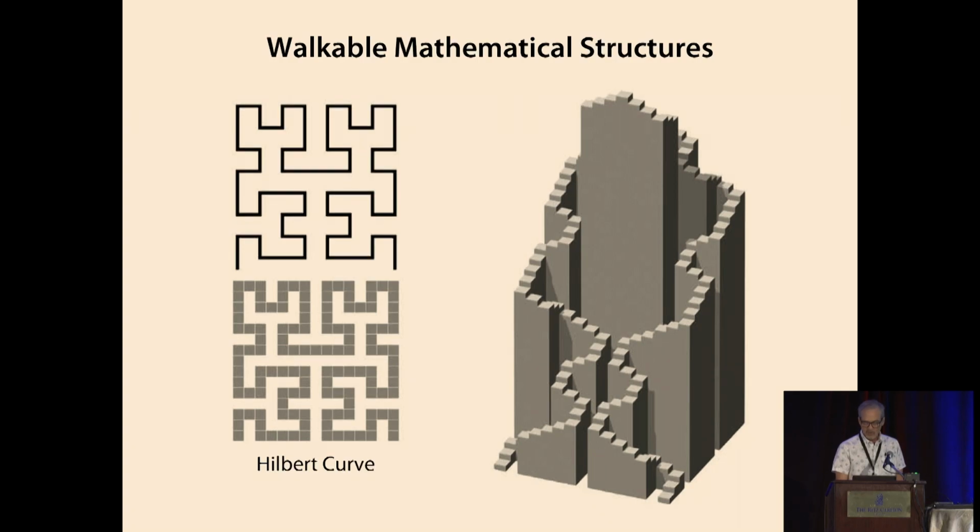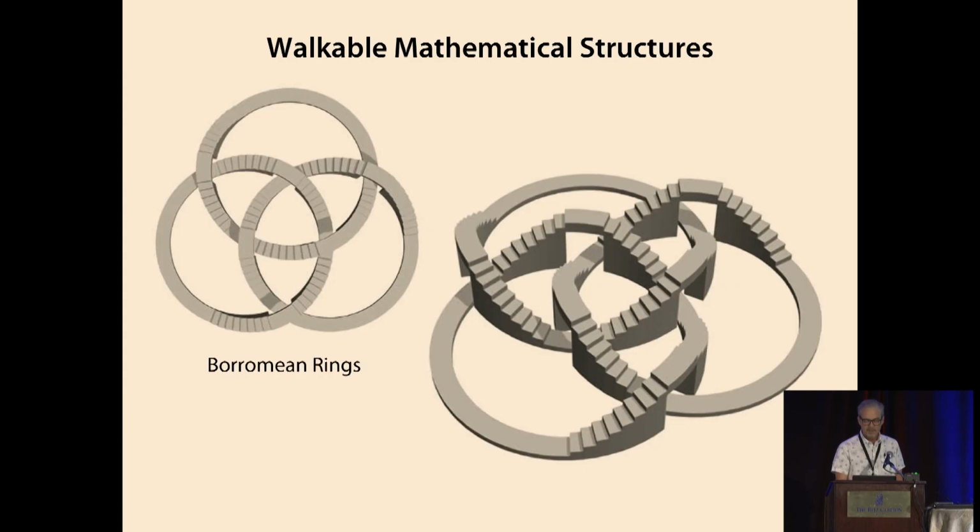Moving on to something more knot-like, these are the Borromean rings. So we have 3 interlocking rings. Each one has 2 bridges which pass over one of the other rings. So you can imagine yourself and 2 of your friends walking around these, and you see each other at different angles. It'd be a lot of fun.